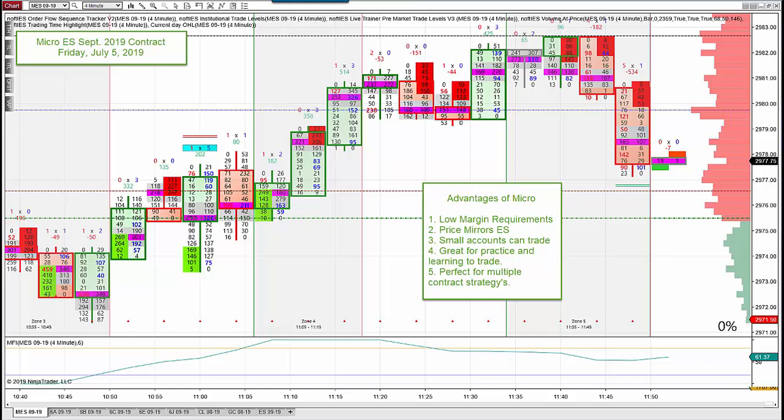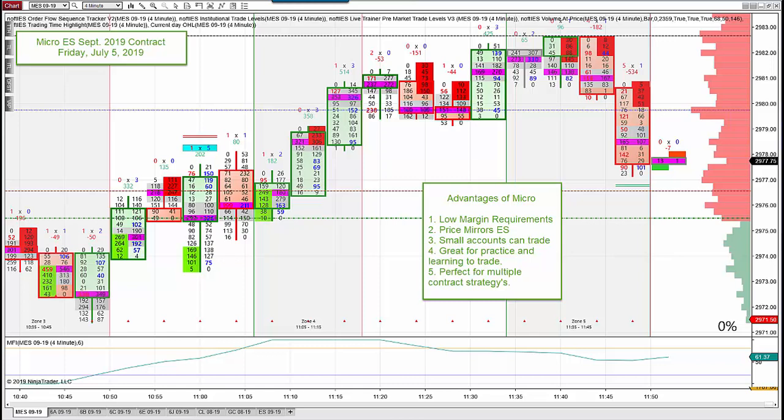This chart is the Micro ES September 19 contract, and today is Friday, July 5th, 2019. So I got to thinking, I've been playing around with these micro contracts that were just issued. May 6th was the first day these were started trading. So it's been about 2 months since they started trading.